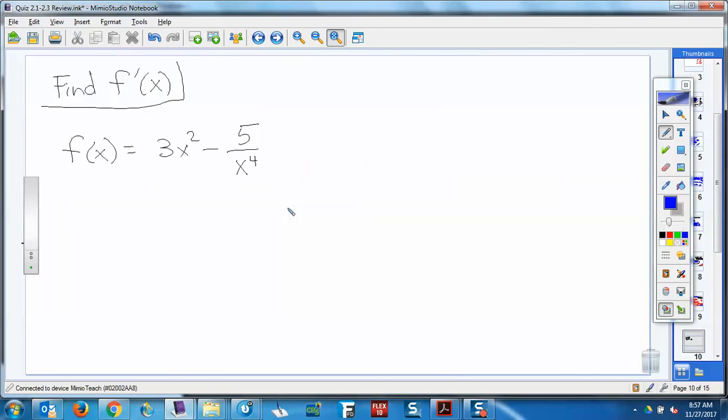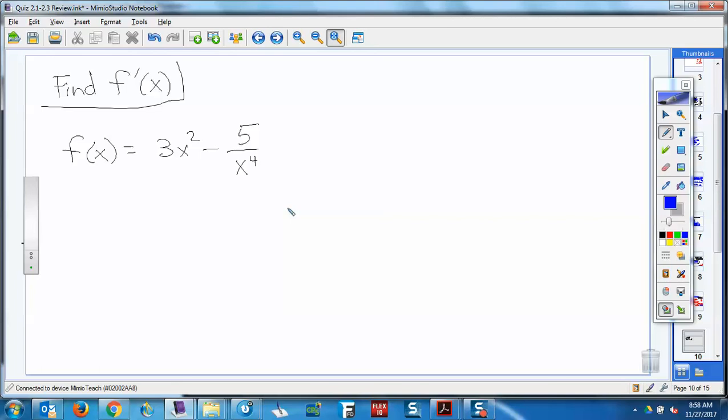Okay, all right. So shortcuts. Let's do a couple with shortcuts real quick here. So here's f of x. You guys find f prime. Okay, here's f of x. You guys do f prime. And again, you can make these up all day long too. And you can use your calculator to check them, because I showed you how to do derivatives on your calculator.